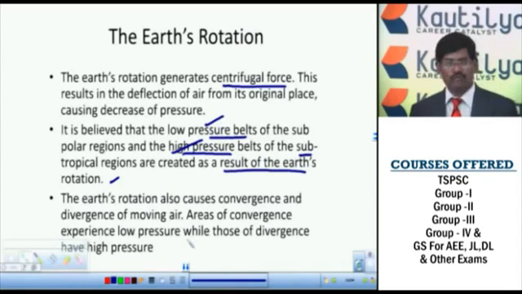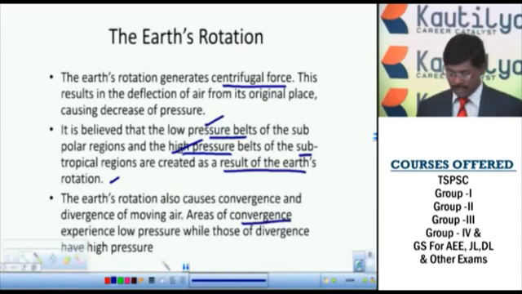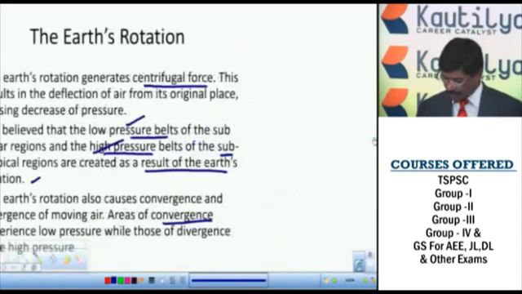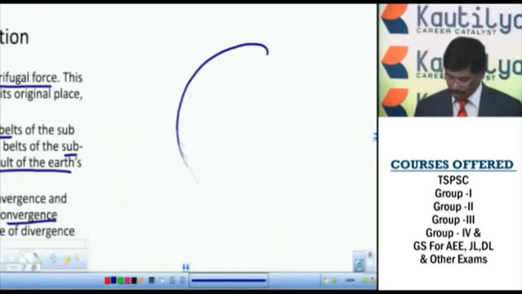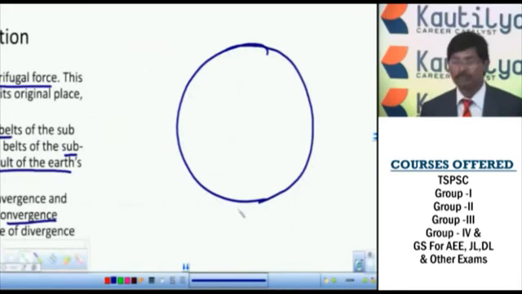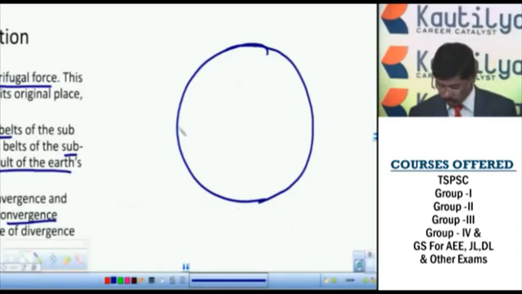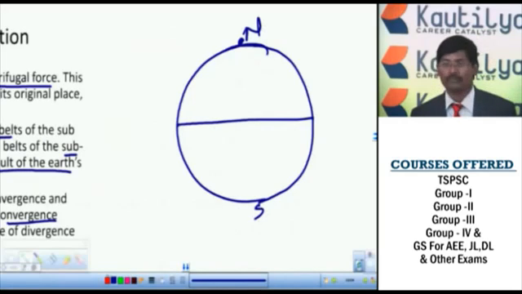When air is convergent, it experiences a low pressure area. See how it will be experienced here. If you observe, this is the globe, with the north pole and the south pole. We know the temperature in this region is very high, so we have low atmospheric pressure.